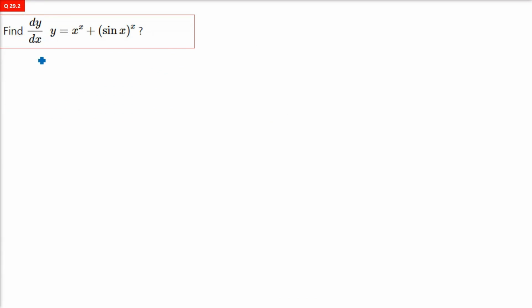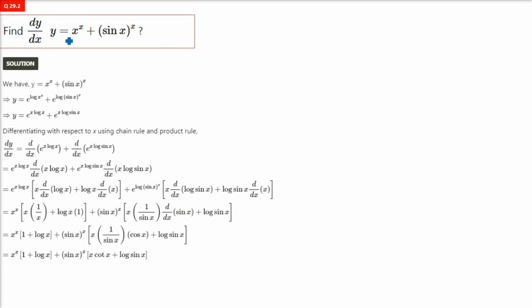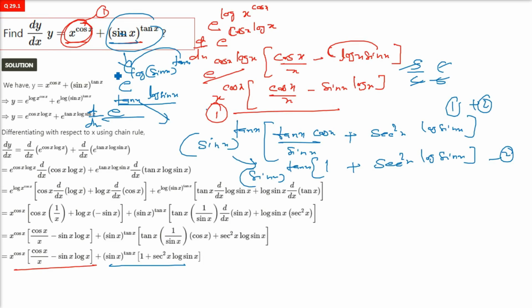Now dy by dx of y is equal to x to the power x plus sin x to the power x. So same thing you have to do. These individual terms you have already done. So e to the power log x to the power x comes in front, e to the power x log x, and then sin x to the power x, e to the power log sin x to the power x. It will be e to the power x log sin x. Okay, let us differentiate them one by one.